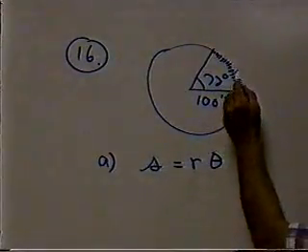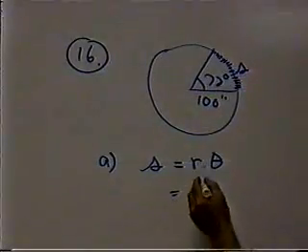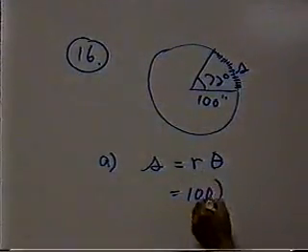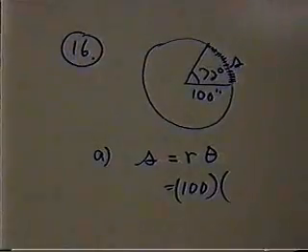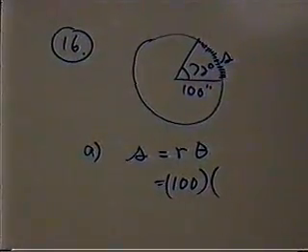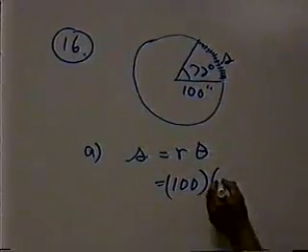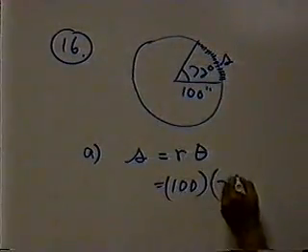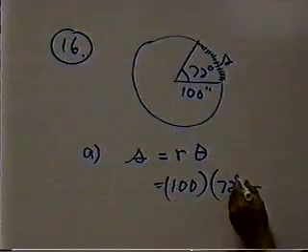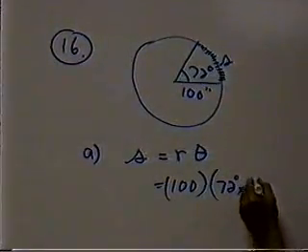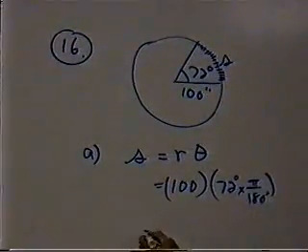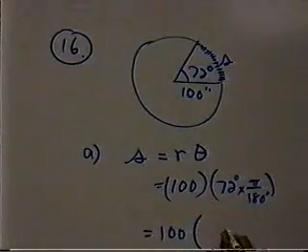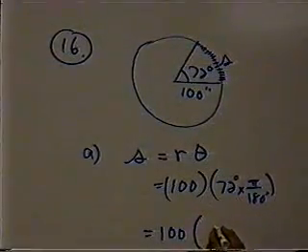Well, S, that's what we're looking for, is equal to radius, which is 100 inches, times theta. Oops, you cannot put degrees in there. So in the notes, what you need to do is change the 72 degrees to radian measure. If I have degrees there, I need to put degrees on the bottom. And so I end up with the 100 times, what is this?